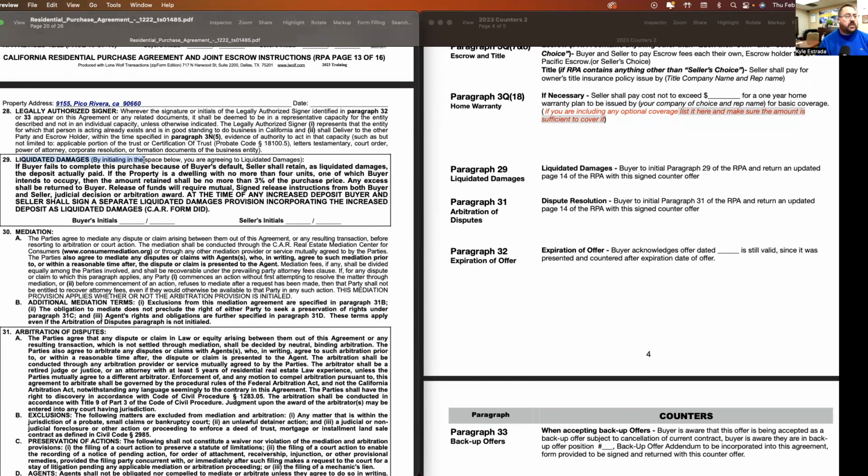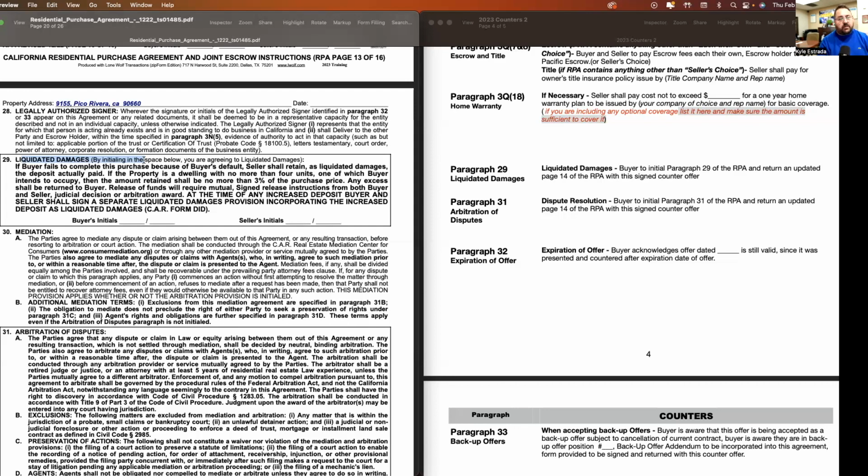Liquidated damages, right? So we know liquidated damages is if the buyer acts in bad faith, they breach the contract, they're putting their deposit at risk. So the counter for that is only if the buyer has not initialed it, or if for some reason the seller doesn't want to initial it. But more often than not, we do. So we want the buyer to initial it because they haven't. Buyer to initial paragraph 29 of the RPA and return an updated page 14 of the RPA with this signed counteroffer. That's it. That's all we're going to put in the counter.